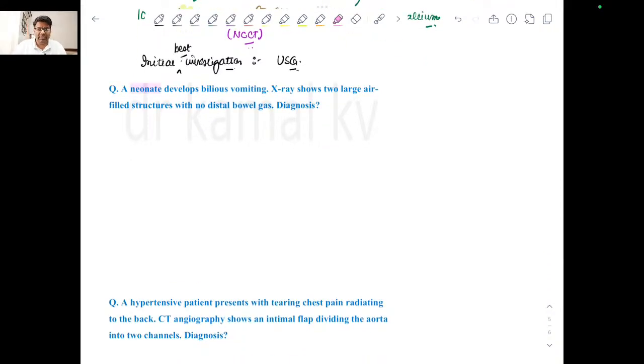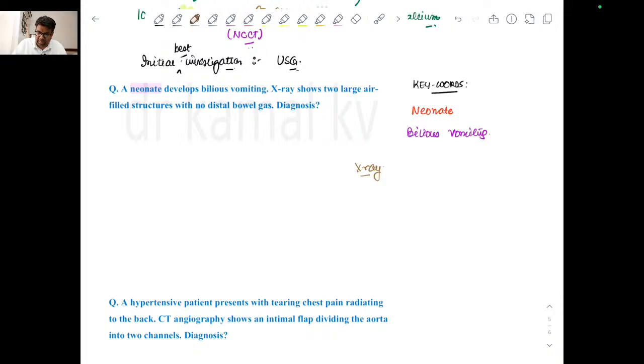Now a neonate develops bilious vomiting. X-ray shows 2 large air-filled structures with no distal bowel gas. Diagnosis. Now I think this is one of the easiest questions, and this has been asked many number of times. So now the patient is a neonate, and he is having bilious vomiting.